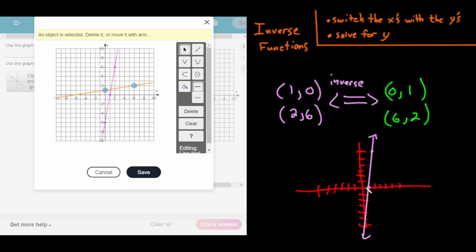And let's go ahead and use the alignment, plot the other ones. We have 0, 1, which is right here. We have 6, 2. So 1, 2, 3, 4, 5, 6, 2, like that. And I'm going to do the same thing, just make a line going straight through like that.